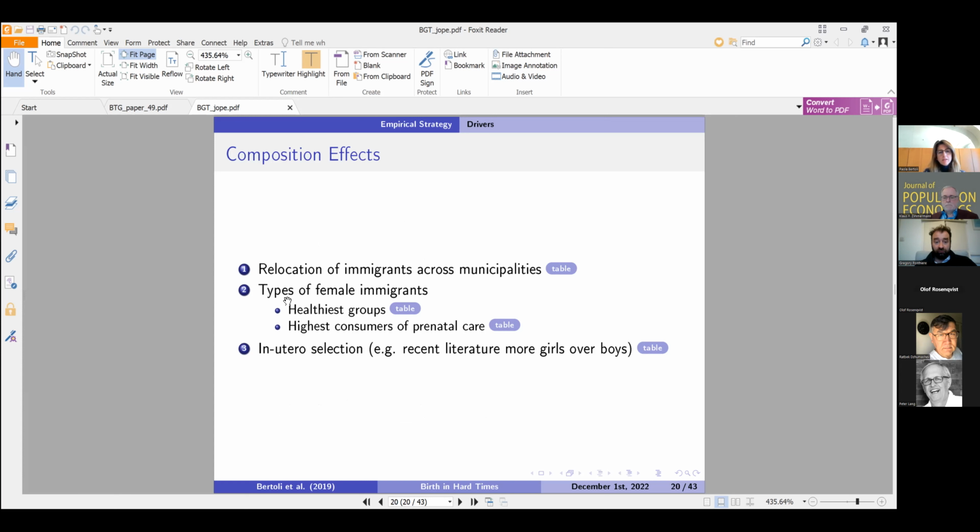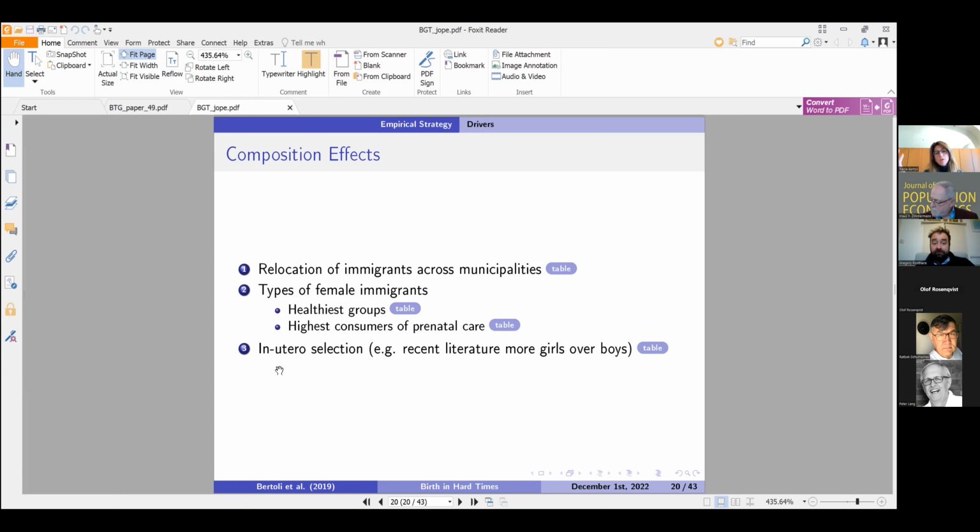But what we see is that it is the type of immigrant females that changes, especially we check that with respect to the presence or the distance to immigrants associations. So we see that the healthiest immigrants and the ones with the higher consumption of prenatal care are the ones that tend to be located closer to immigrants associations or where there is a higher number of immigrants associations.